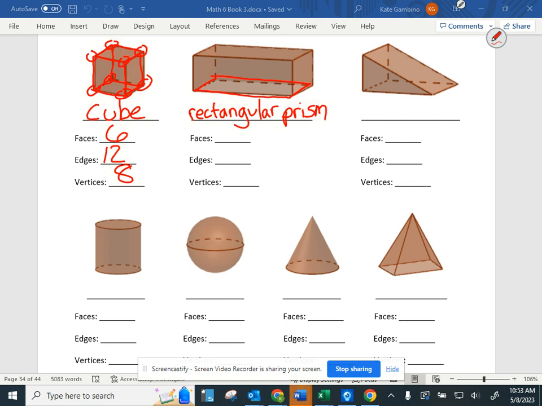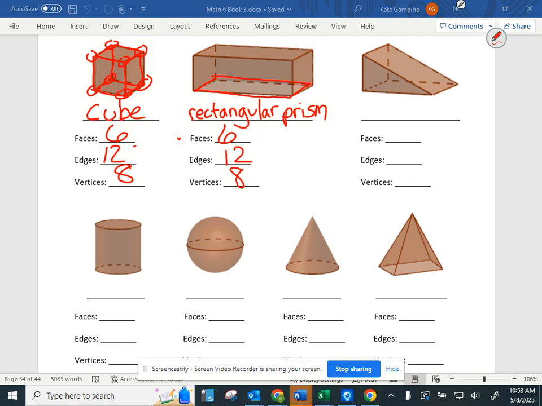How many faces does a rectangular prism have? Aiden? How many edges does it have? Enzo? 4. And how many vertices does it have, Matthew? 8. Oh, those are the same. Why would a cube have the same as a rectangular prism?